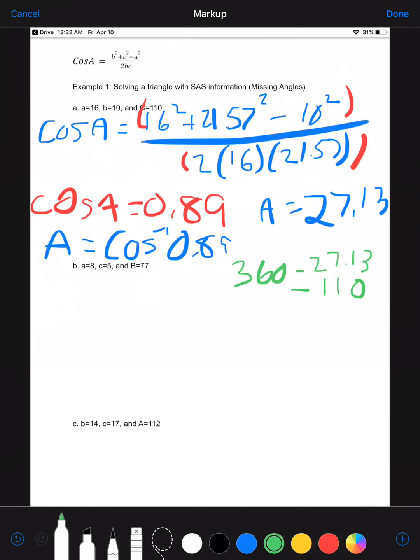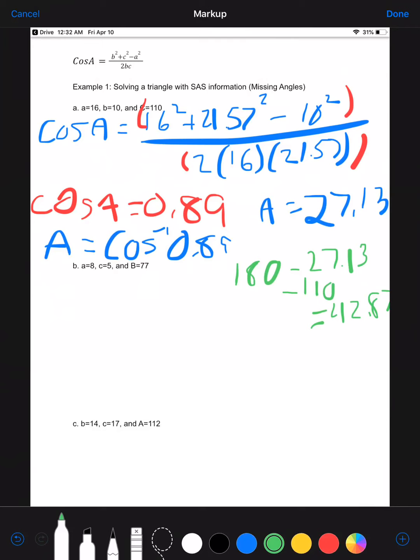Why are these numbers so wrong? Oh. Okay, back it up. It's not out of 360, it's out of 180. Angles of a triangle add up to 180, not 360. So you're going to do 180 minus 27.13 minus 110, because angles add up to 180, not 360. That equals 42.87. Okay? And then that's your answer.